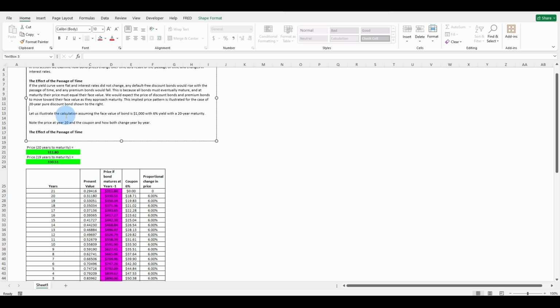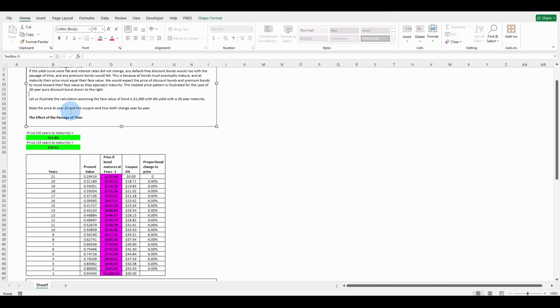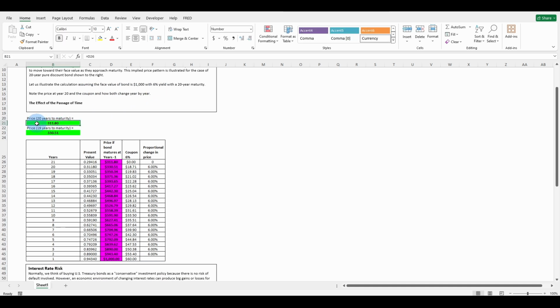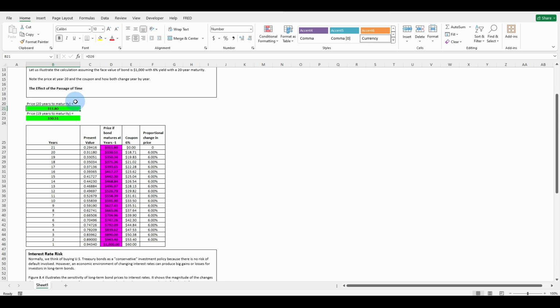Let us illustrate the calculation assuming the face value is $1,000 with a 6% yield and a 20-year maturity. Note the price at year 20 and the coupon and how both change year by year. We have this price 20 years to maturity, $311.80. What am I talking about here? You can see the pricing here at year 20. We have this present value. All we did was take 1.06 to the 26th. All we're doing is looking at this year, and here's the price.